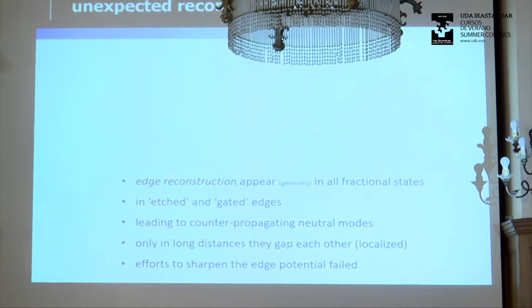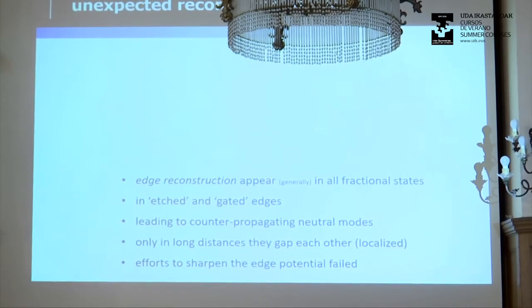And here, basically, I'm giving you edge reconstruction generally, okay? But very few people are doing this experiment, so I have nobody to talk to and compare with, in all fractional states, in etched or gated edges, leading to a counter-propagating edge mode. If you try to look at them on more than 10 microns or so, you don't see it because they gap each other. They get localized, okay? But when you build a small interferometer, boy, they are there, okay?